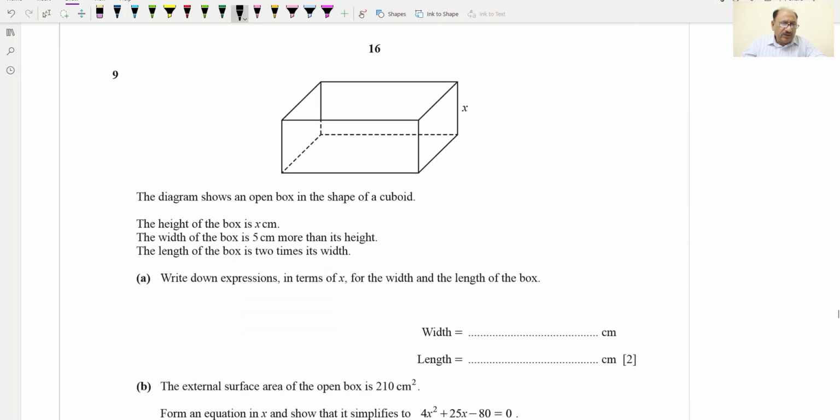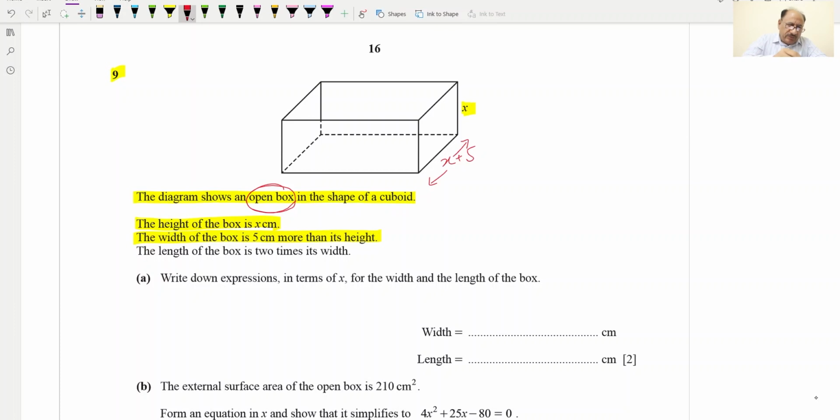This is done. Now next we can move to question number 9, and question number 9 says the diagram shows an open box. This is important information. Open box means it doesn't have a top. You have to read the question carefully. So the height of the box is x. The width of the box is 5 centimeter more than its height. So x plus 5 will be the width, and the width is this one.